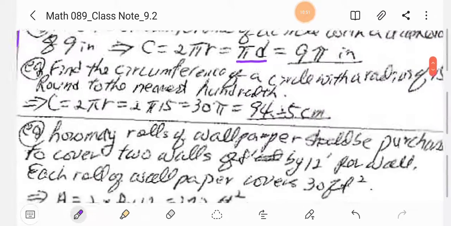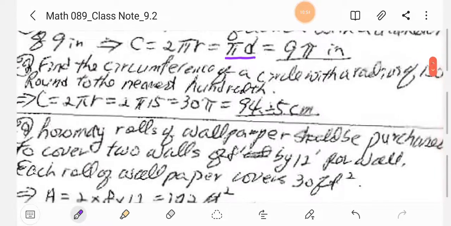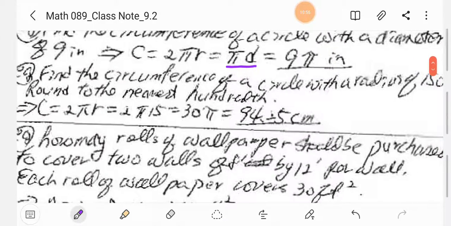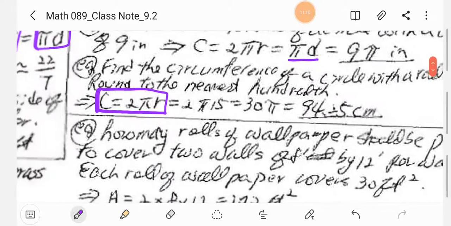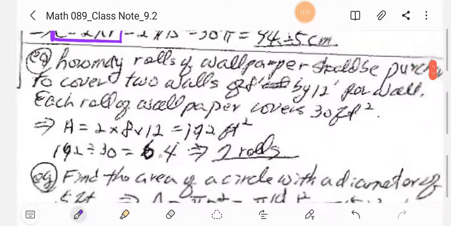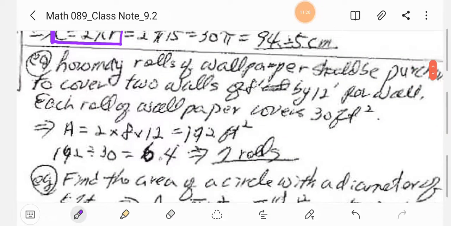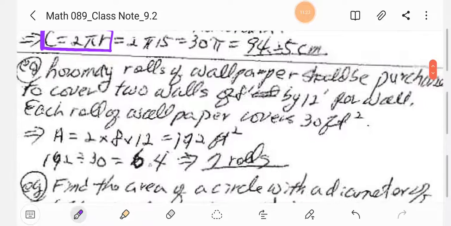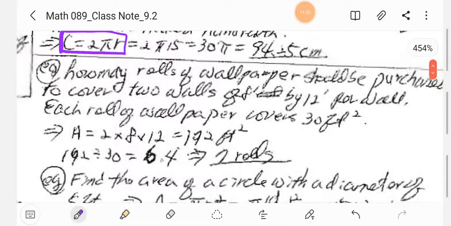Okay, next, find the circumference of a circle with a radius. So since radius is given, you can use this formula, 2 pi r, right? So C equals 2 pi r. And then replace r with 15. Yeah, 15. Simple, right?